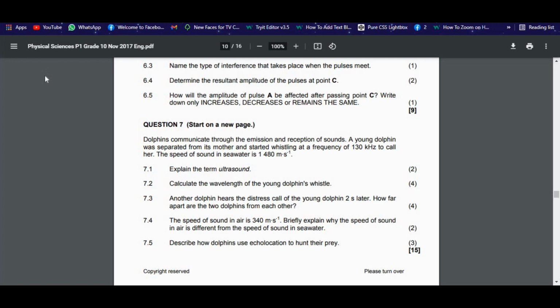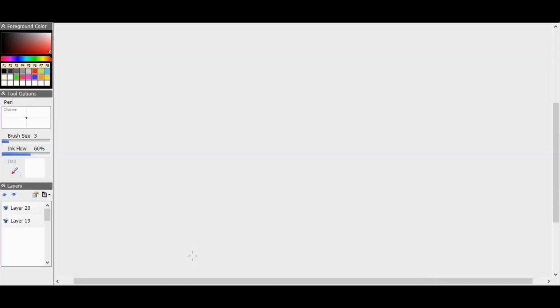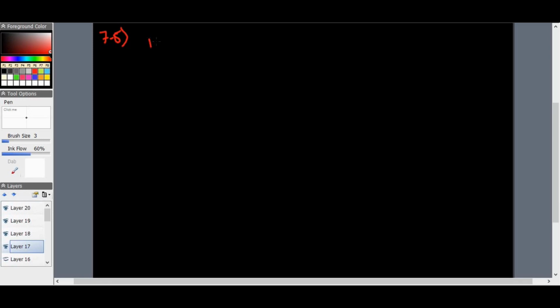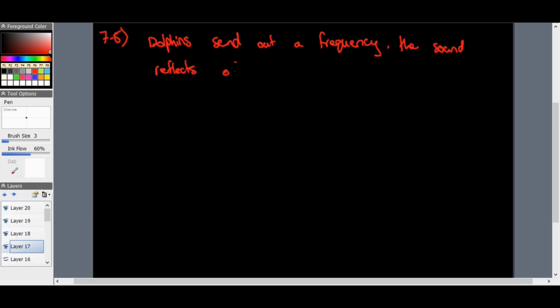7.5 says, describe how dolphins use echolocation to hunt their prey. So this is now obviously explaining the whole ultrasound thing. Well, first of all, dolphins send out a frequency. They send out a certain frequency. The sound reflects off the prey, their breakfast, lunch, or dinner, and then it will return to the dolphin.